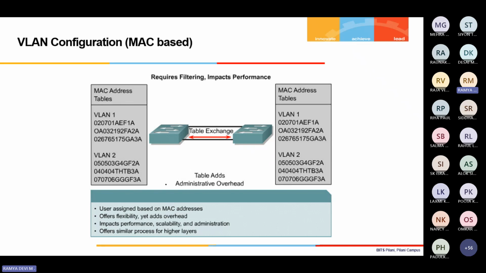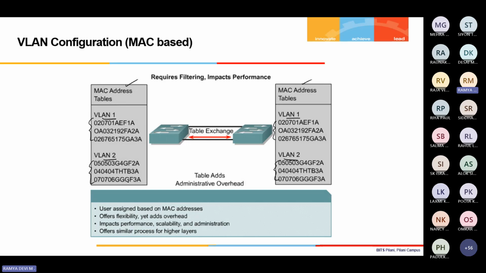This will be useful when users frequently change ports. The MAC address will be stored in the MAC address table, so with the help of that mapping, we can map to the appropriate VLANs. Two VLANs are here: this is VLAN 1 and this is VLAN 2. VLANs are associated with the MAC address. Instead of the port number, the devices are grouped based upon the MAC address.